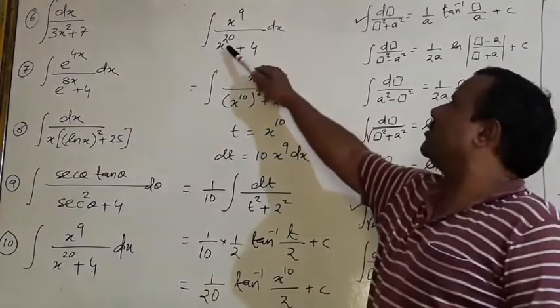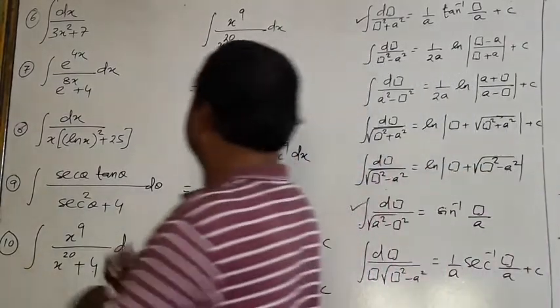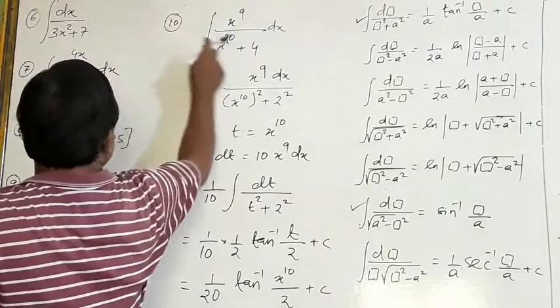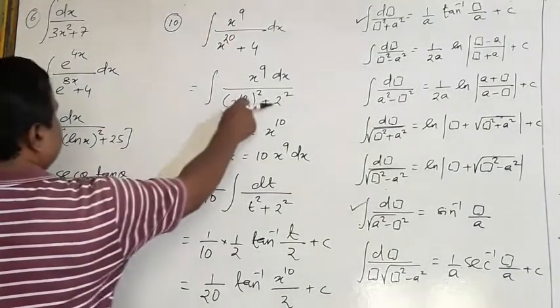It is x to the power 20. Look at the problem 10. It is x to the power 20. Now tell me whose square is x to the power 20? It is x to the power 10 square.